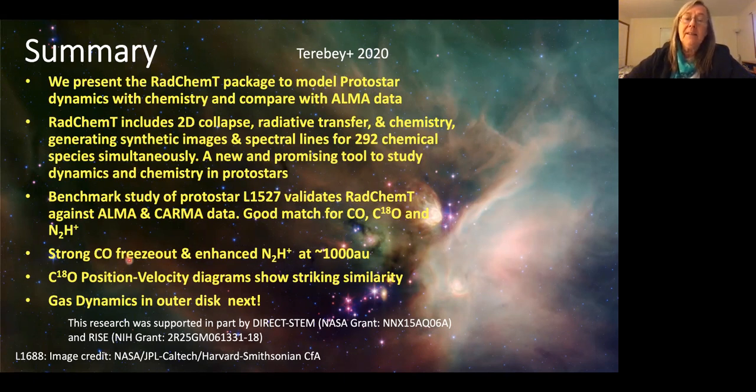More specifically, there is strong CO freezeout and enhanced N2H+ emission at about 1,000 AU from the protostar, and the C18O position-velocity diagram shows striking similarity. Future work is going to focus on including the gas dynamics in the outer disk.